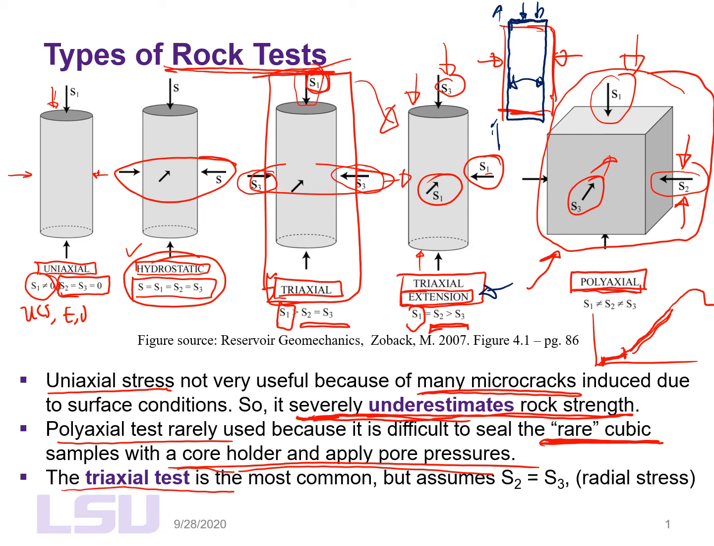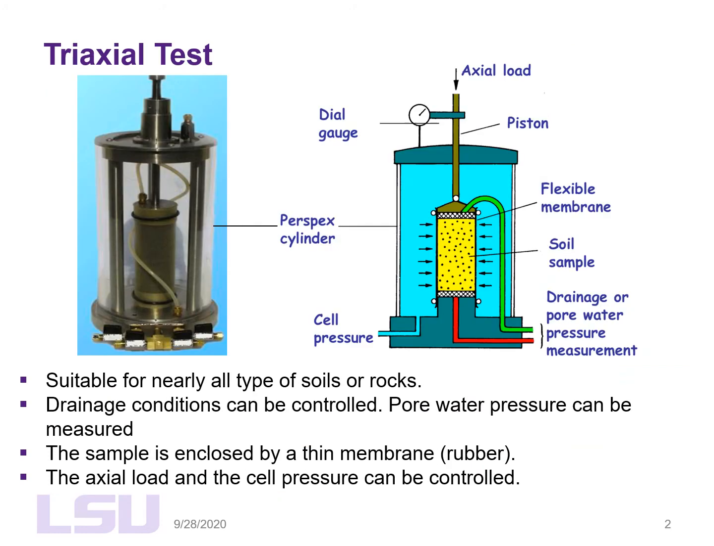So, moral of the story is the triaxial compression test is the most common, and that assumes S2 equals S3, which is the radial stress, and so you can't really evaluate the intermediate stress value, which will be S2. Now you see the picture of the triaxial test cell right here. So this is your core sitting in the core holder, and you see this empty space right here.